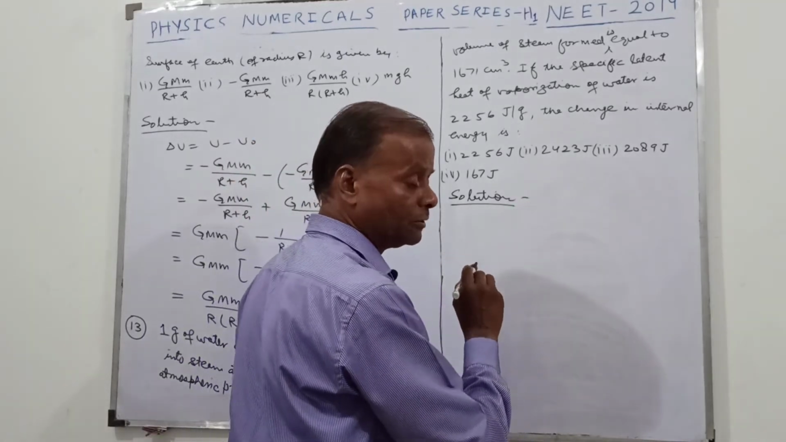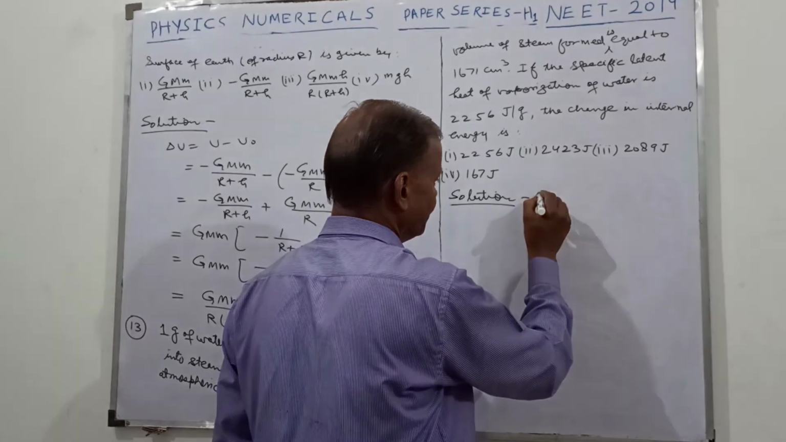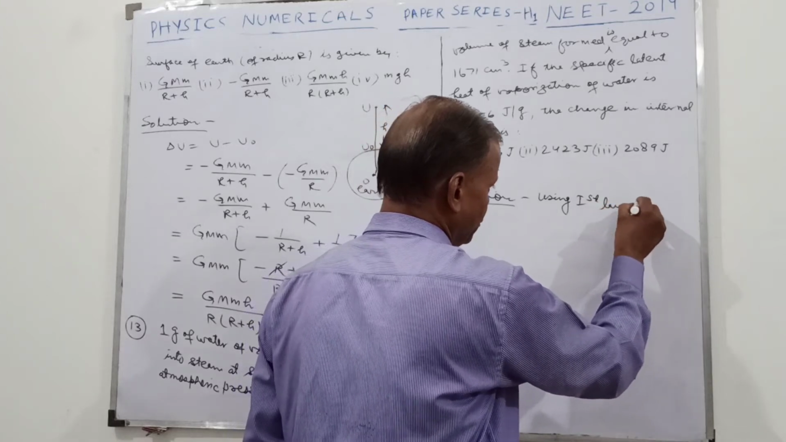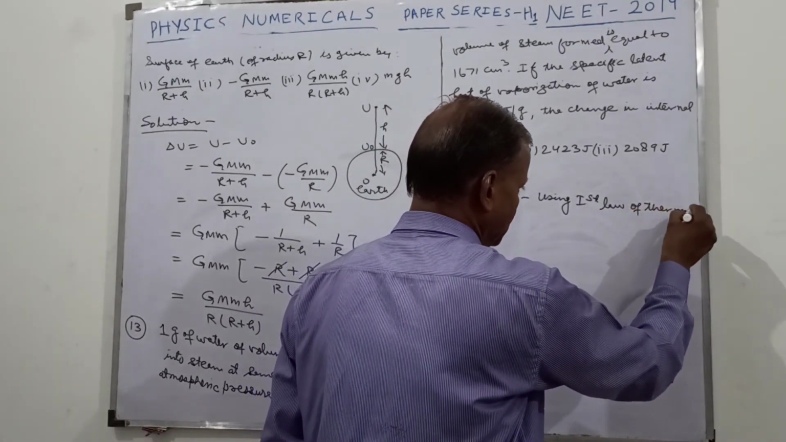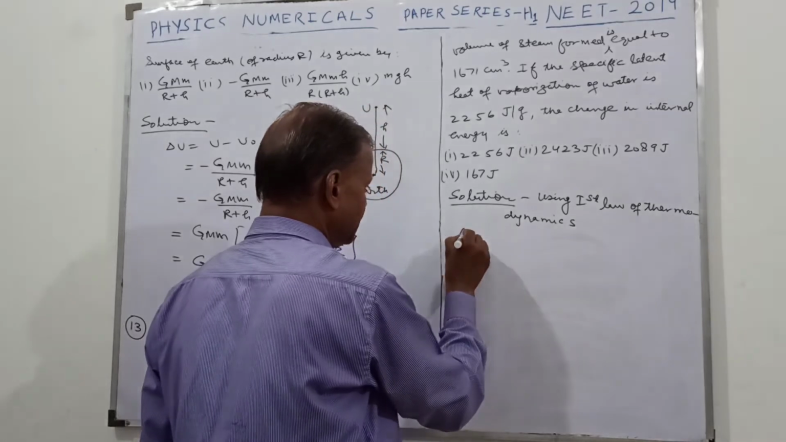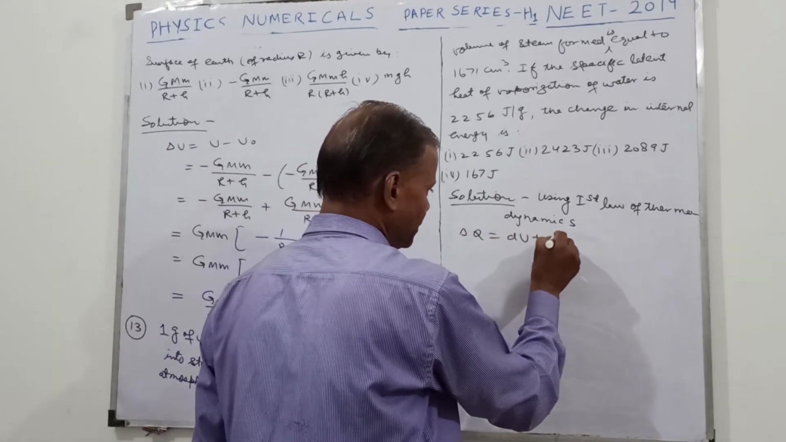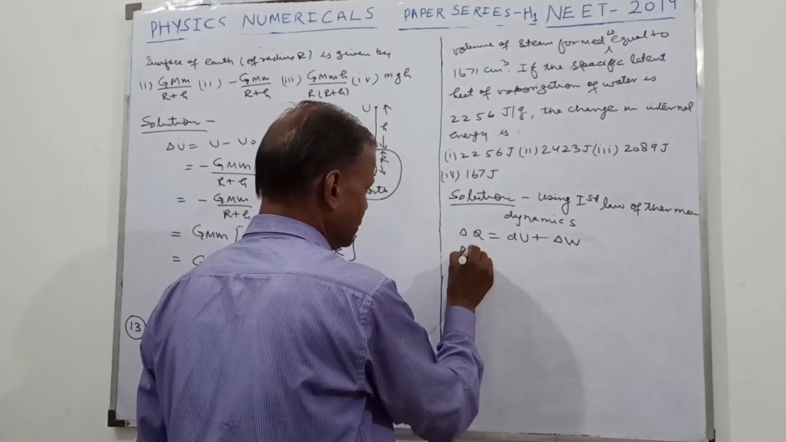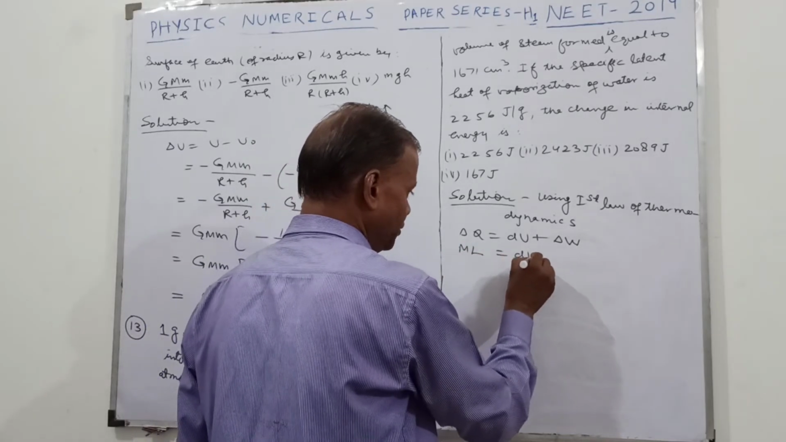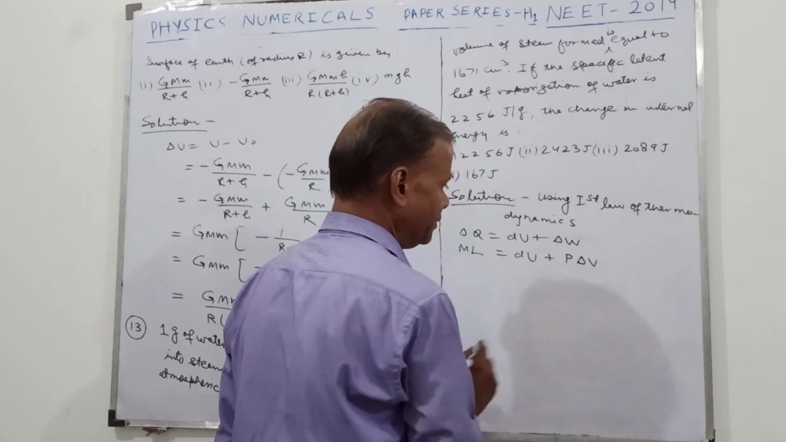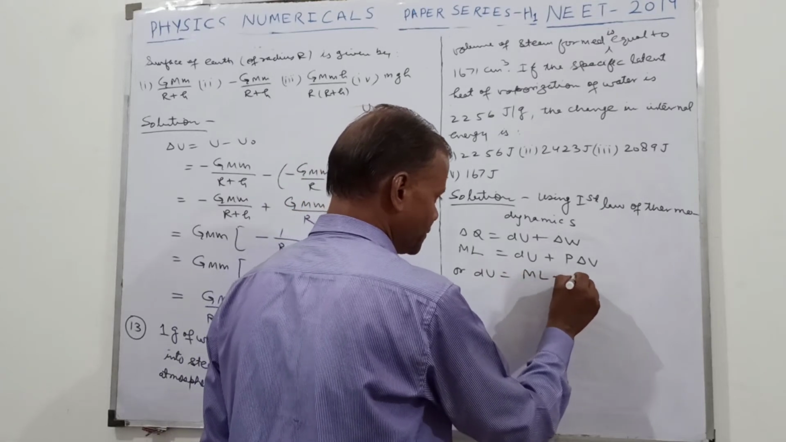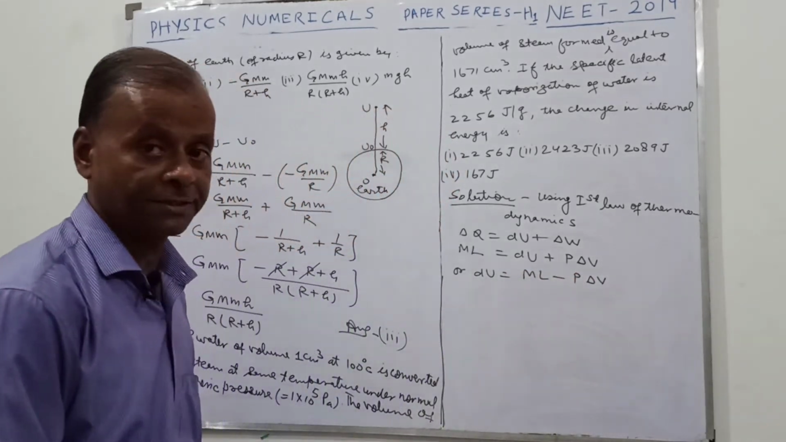So using the first law of thermodynamics, delta Q equals dU plus delta W, or this delta Q, this is now mL, equals dU plus P delta V, or dU is equal to mL minus P delta V. Right? Now put the values.